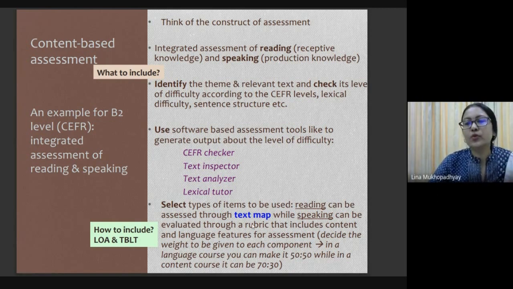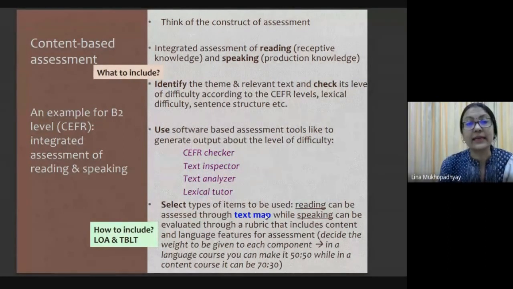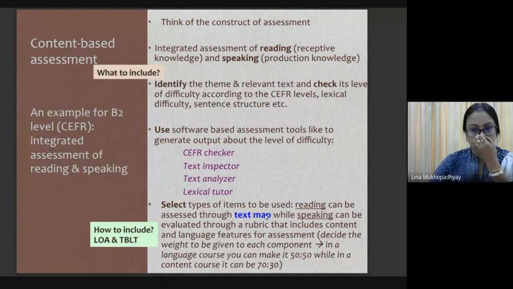So what we will be doing is using a text map, okay, or a mind map to understand what has been comprehended from the entire text, right? And then use it as a base for the speaking task, right? So for the speaking and the text map, we need to create an evaluation rubric that includes content features and language features, because we are looking at content-based language assessment.